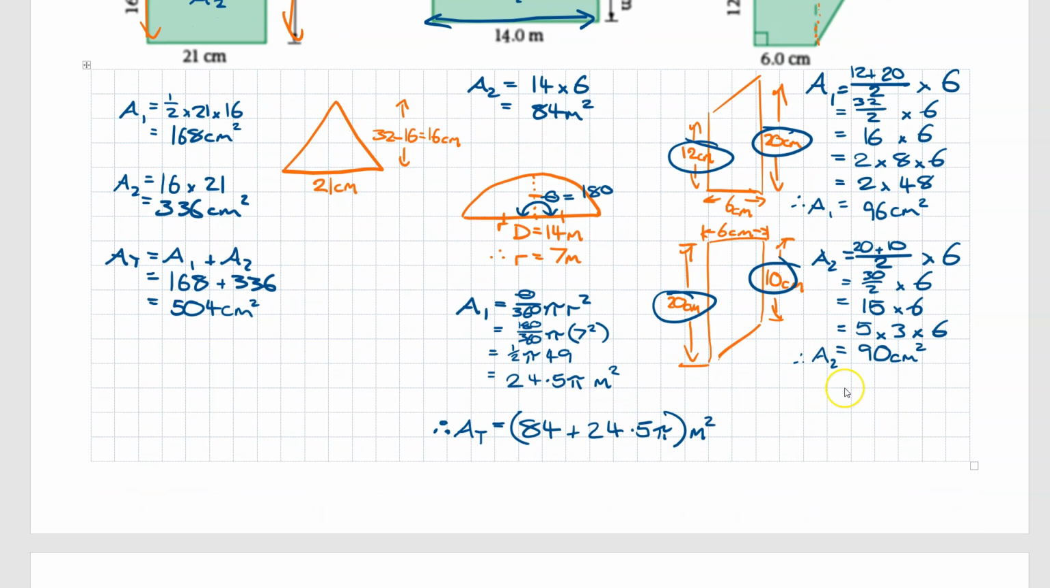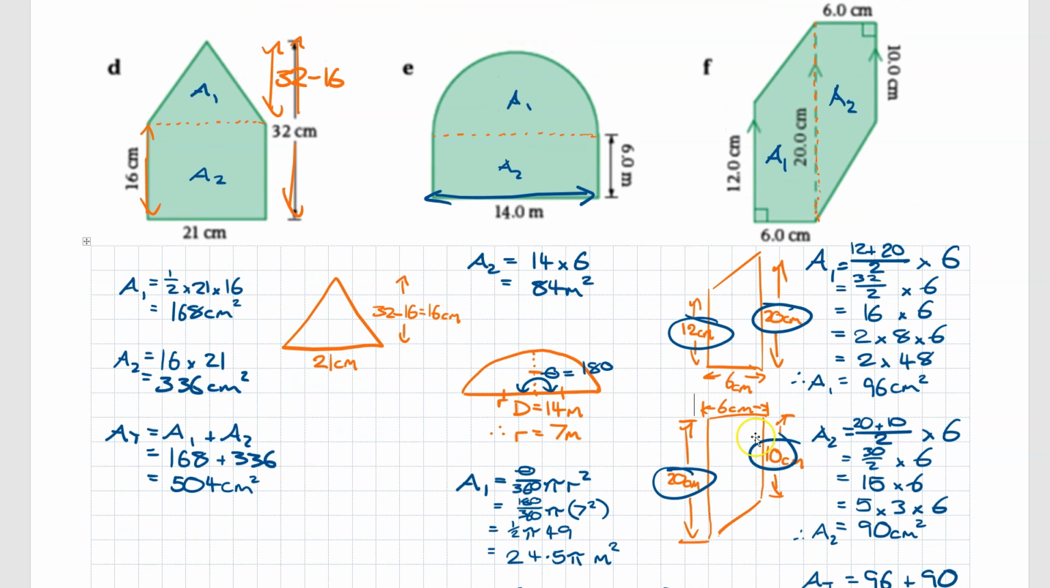Moving down to get the total area, it's going to be 96 plus 90, and that will come out to be 186 centimeters squared. So nothing to it. This is probably about as hard as it's going to get. So take home message here is, guys, if you see a composite shape, just break it up into the shapes that you can see and then deduce it.